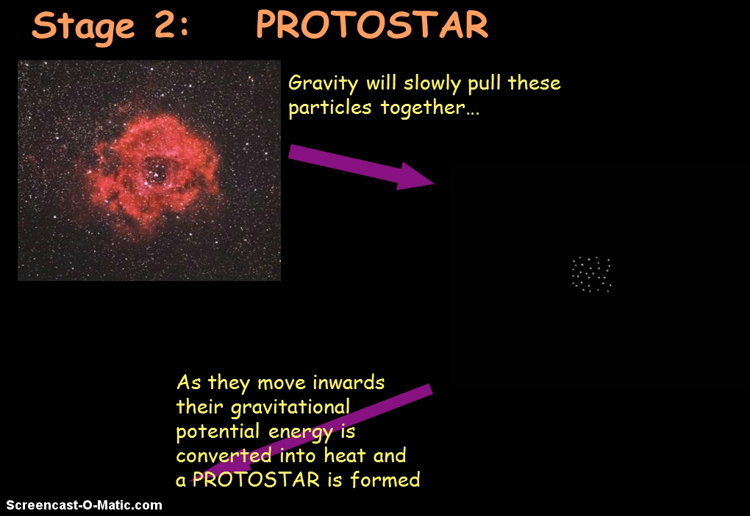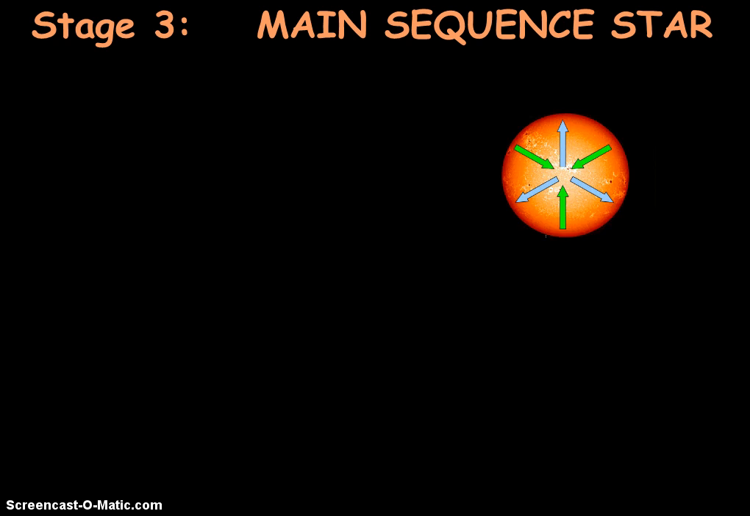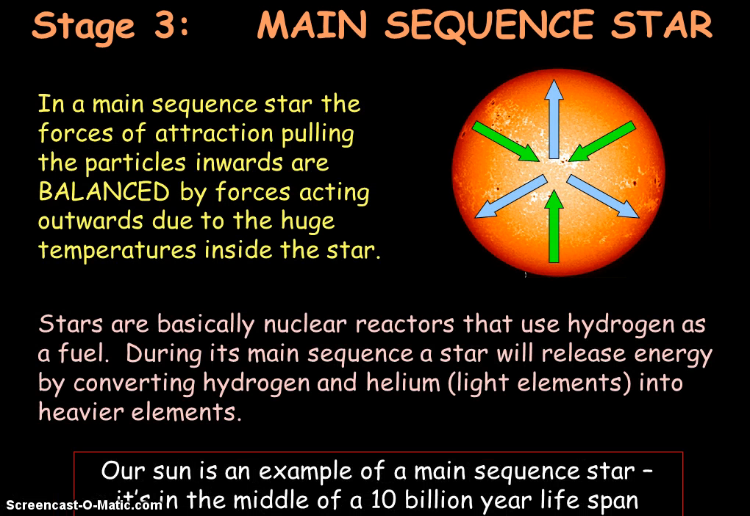The energy released in nuclear fusion pushes out against gravity and keeps the star stable. This can last for billions of years and is described as the main sequence of the star, and this diagram will show you what we're talking about. In a main sequence star, the forces of attraction pulling the particles inwards are balanced by the forces acting outwards due to the huge temperatures inside the star, and that's really important to remember. It's the balancing of the forces.